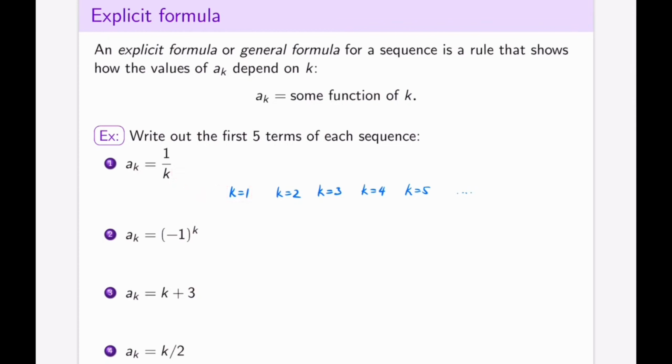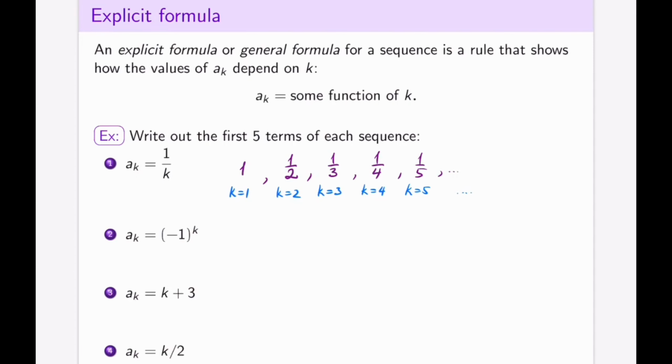I'm going to get 1 over 1, which is just 1. For the second term in the sequence, my index is 2, so I'm going to plug in 2 for k, and I'm going to get 1 over 2. For the third term in the sequence, I'm going to plug in a 3, because that's now my index, to get 1/3. And this is already kind of enough to see the pattern and hopefully be able to carry forward: 1/4, 1/5, and so on.